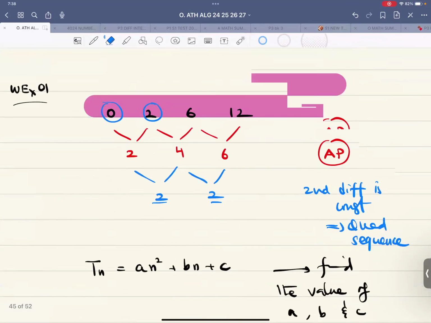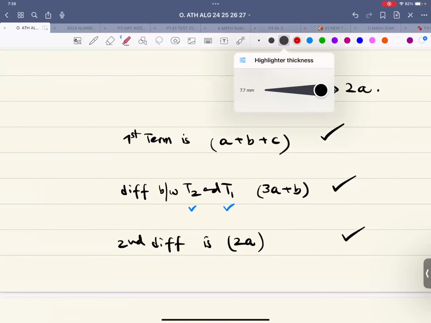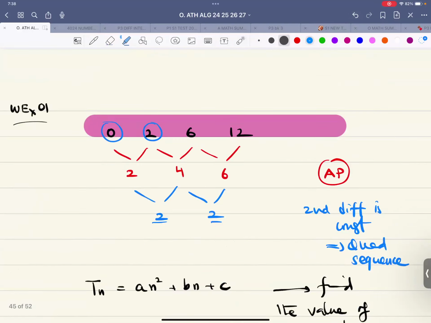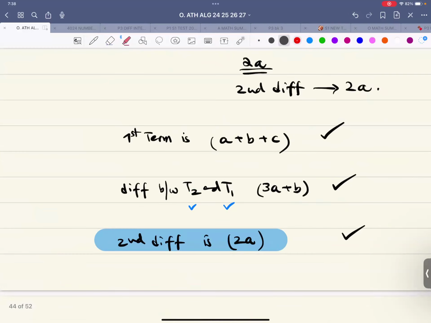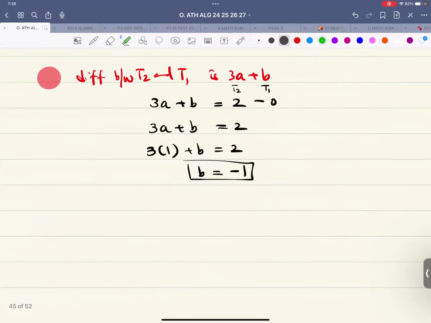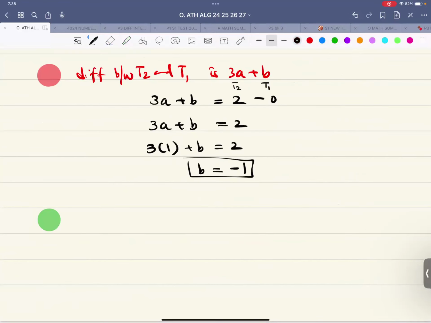So I'm using second difference, that's the blue color. And this one, 3A plus B, that is T2 minus T1. And the first term is A plus B plus C.